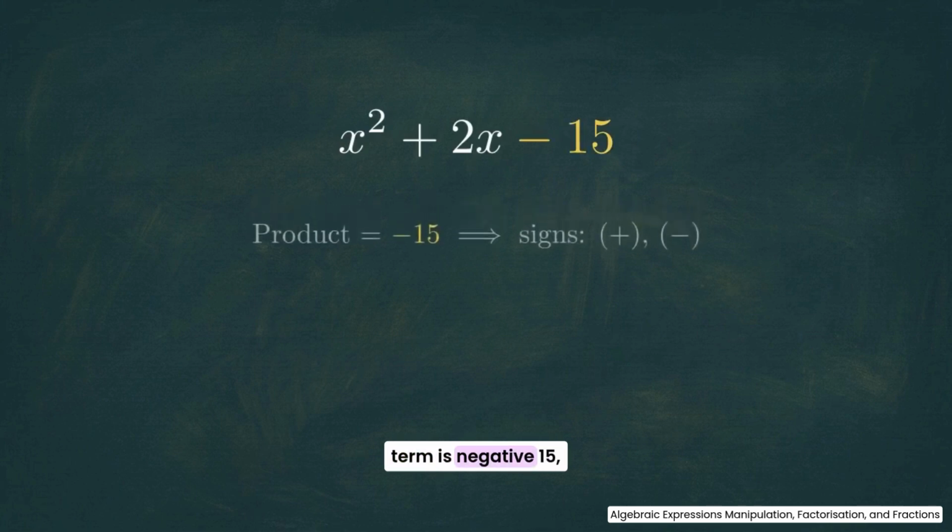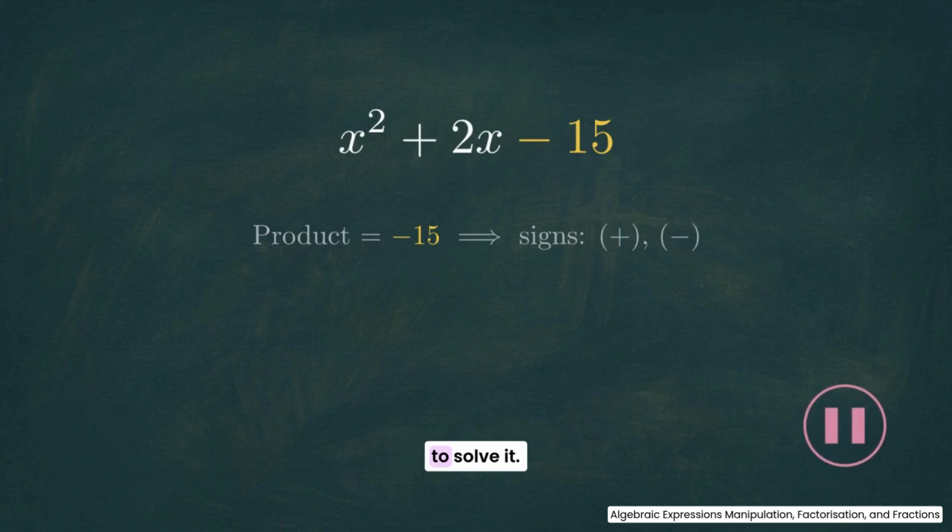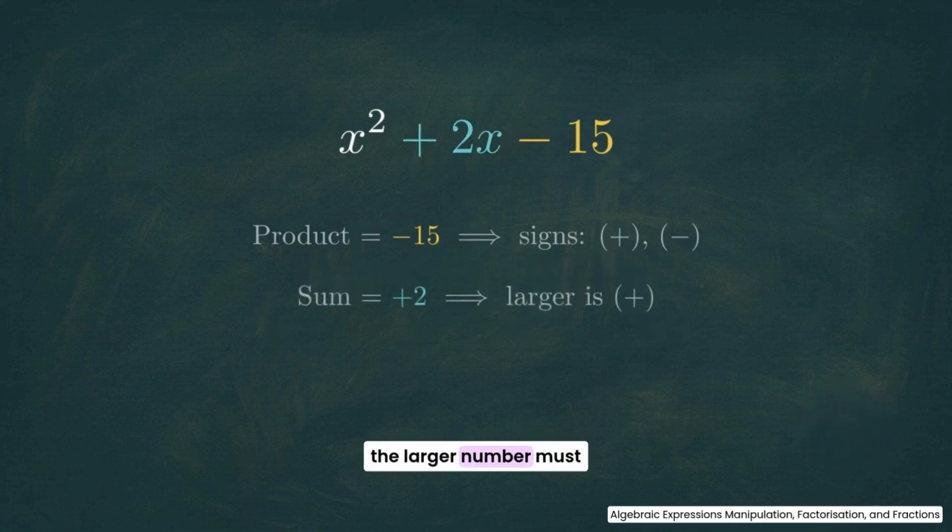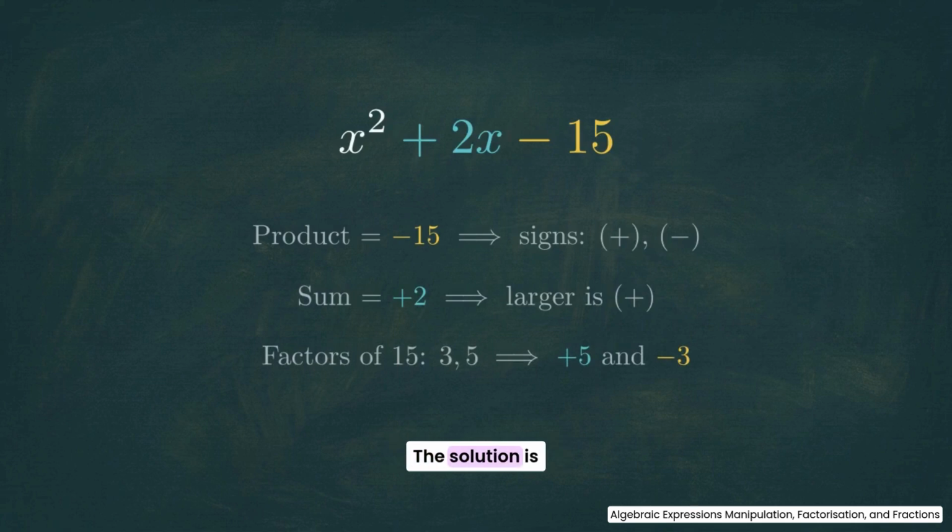Because the end term is -15, one of your factors must be negative. Pause the video here to solve it. Because the middle term is positive 2, the larger number must be the positive one. The solution is x plus 5 and x minus 3.